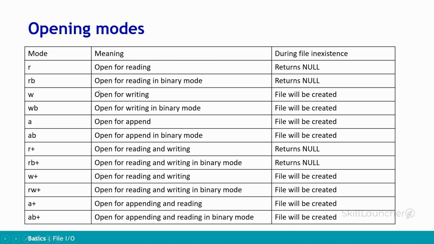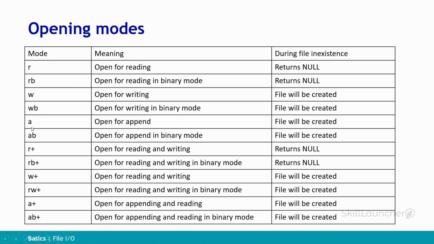Similarly, rb is used for opening the file for reading purposes in binary mode. If the file does not exist in a folder, it also returns null. Now comes the mode w, that is, the file will be opened for writing purposes. If the file does not exist, then a new file will be created automatically. Similarly, for binary mode, we use the mode wb.